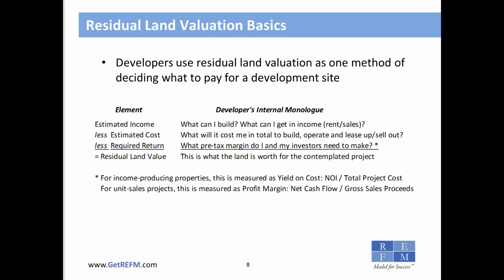And so now, naturally, there's always the cost of goods sold. What is it going to cost? What's the estimated cost in order to bring this vision to fruition, okay, create this asset where there previously was nothing? What's it going to cost me in total to build, operate, and then lease up the asset to the point of stabilization or sell it out, okay? And so that naturally is going to take a big chunk off of our estimated income.